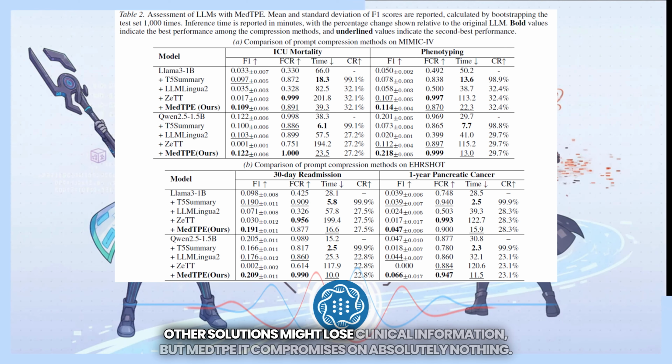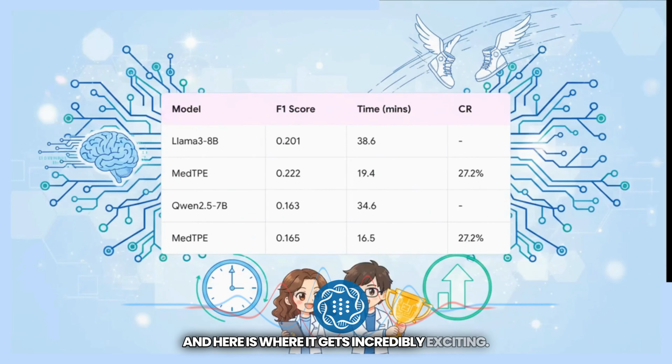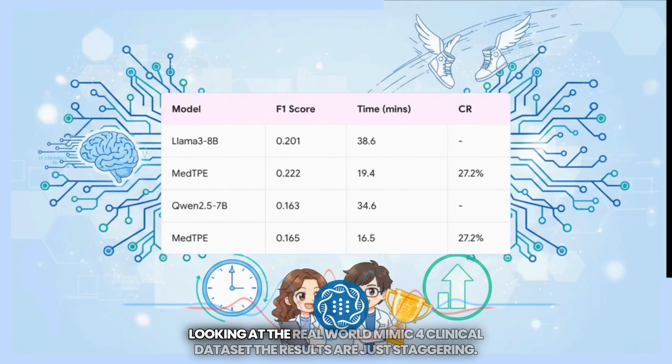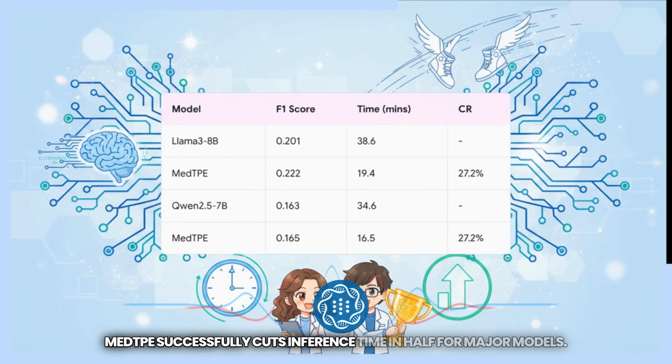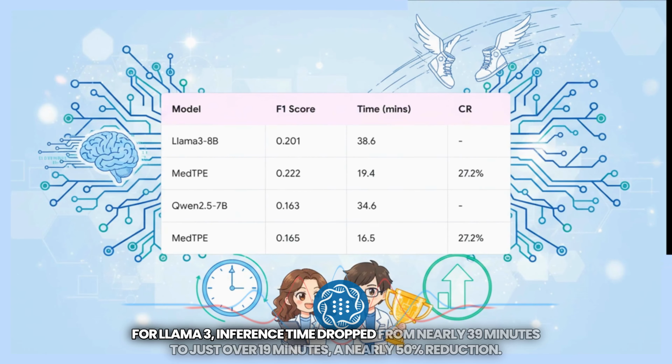Other solutions might lose clinical information, but MedTPE, it compromises on absolutely nothing. And here is where it gets incredibly exciting. Looking at the real-world Mimic-4 clinical dataset, the results are just staggering. MedTPE successfully cuts inference time in half for major models. For Llama 3, inference time dropped from nearly 39 minutes to just over 19 minutes, a nearly 50% reduction.